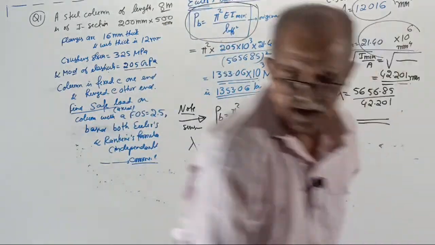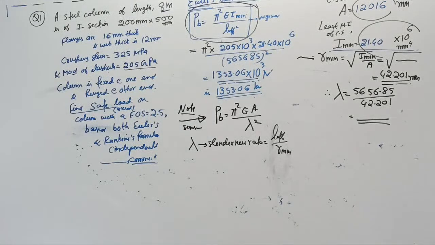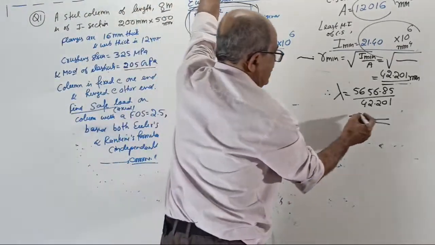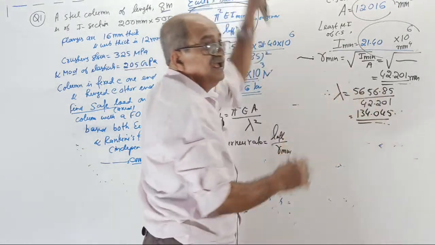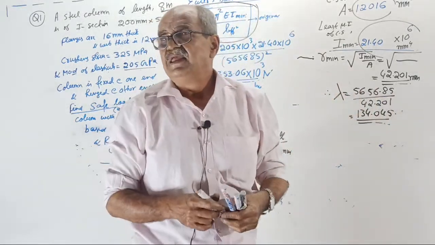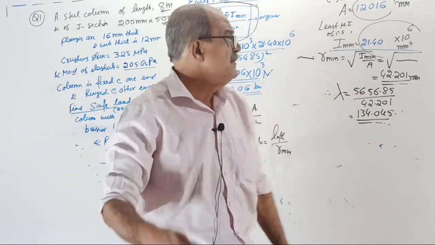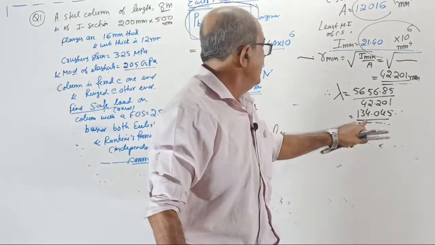134.045, correct? 134.045 means the slenderness ratio for the column. See, there is no unit. Suppose I calculated it. If I had not calculated, someone typed it there. I don't know who typed it there.